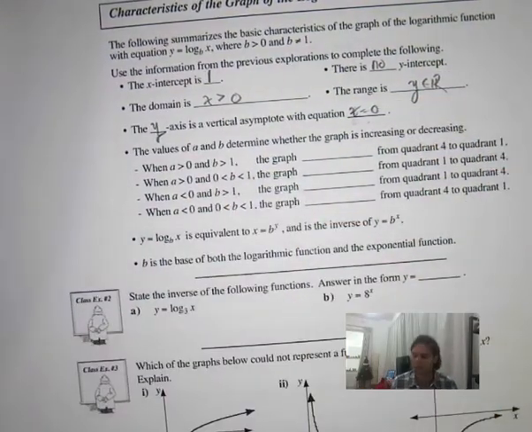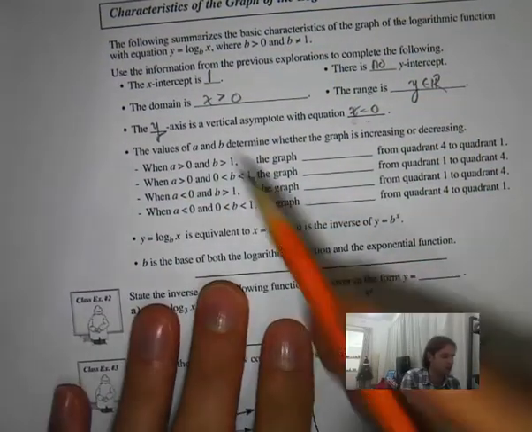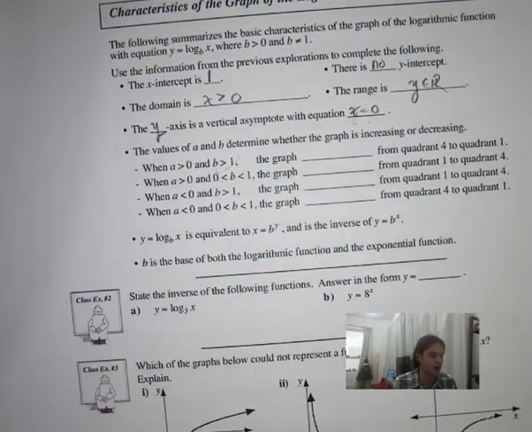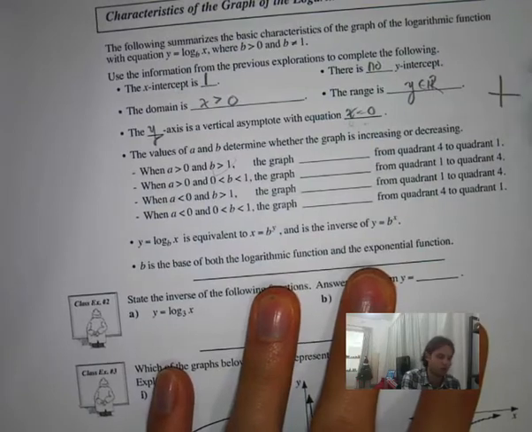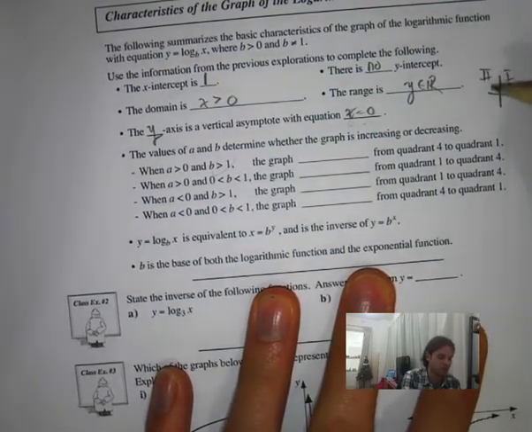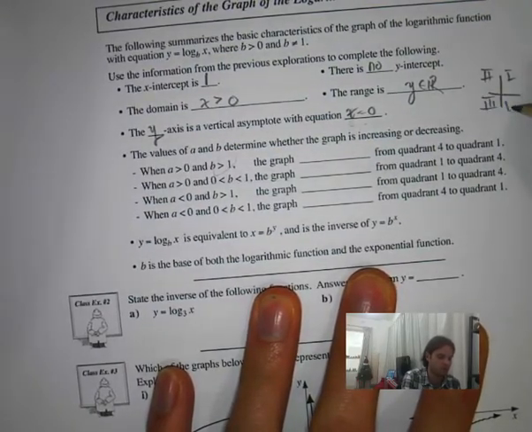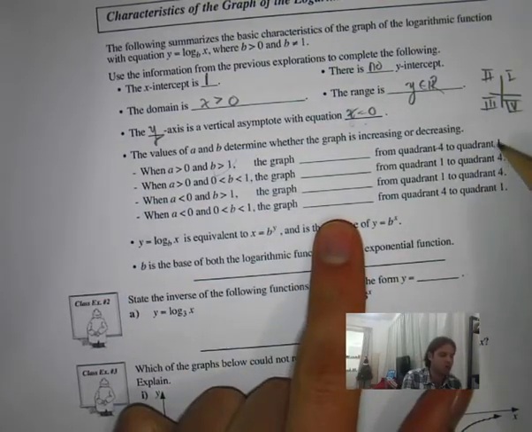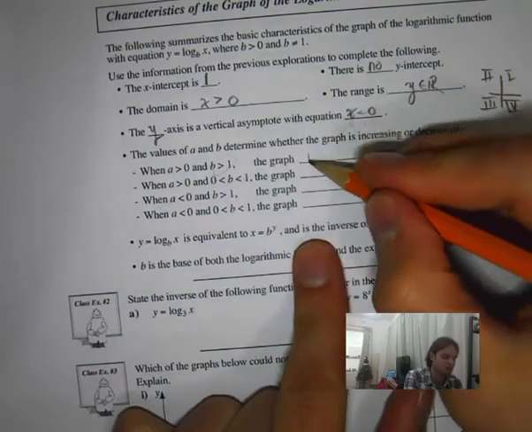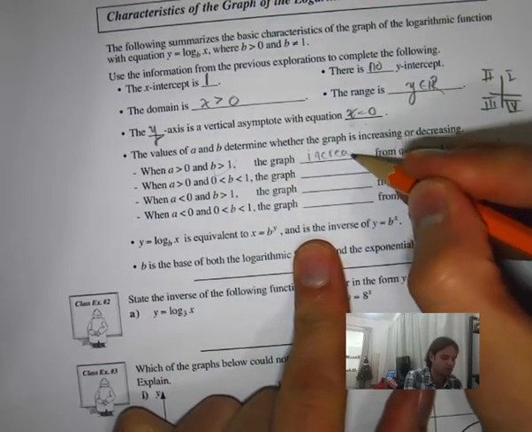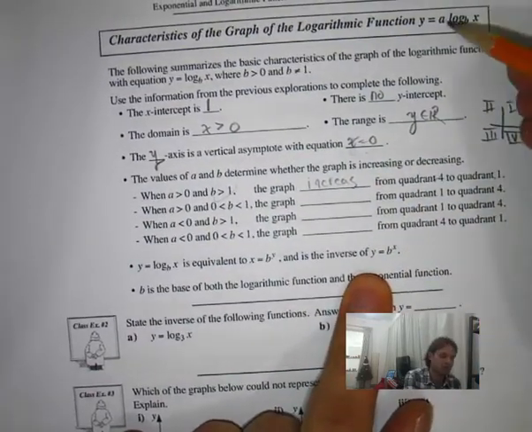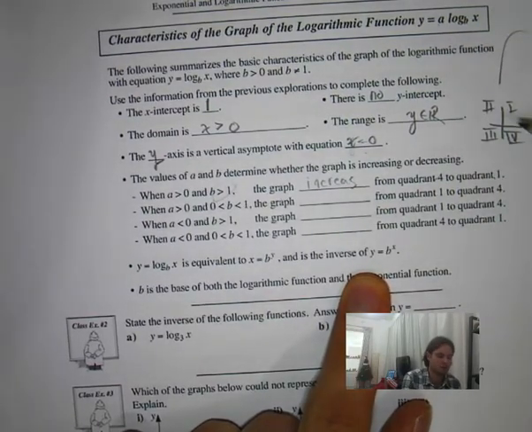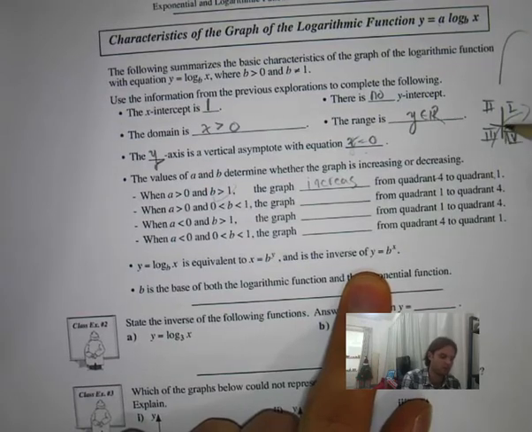Now here's the next part. We want the values of a. When a is greater than 0 and b is greater than 1, the graph goes from quadrant 4 to quadrant 1, so my quadrants look like this: 1, 2, 3, and 4. Does it increase or decrease? It is going to increase. So if we're looking at this, we're saying a is greater than 0 and b is greater than 1. So it's going to go like this here.